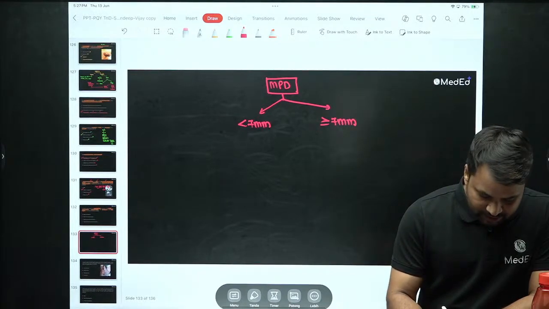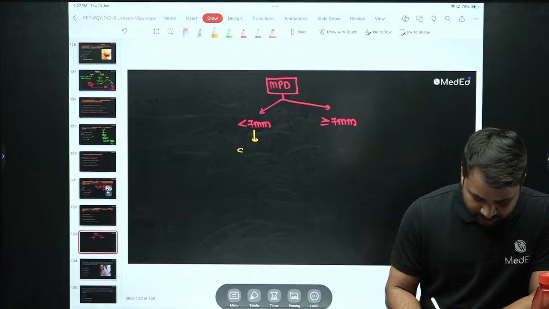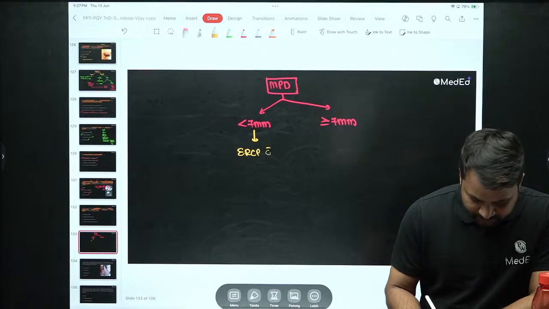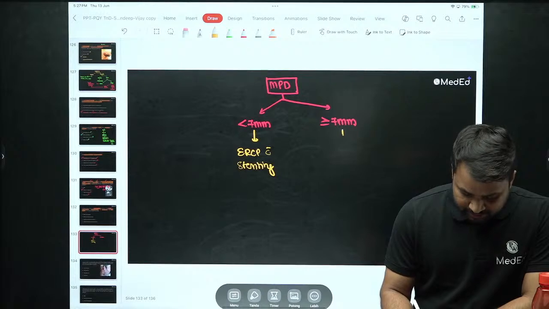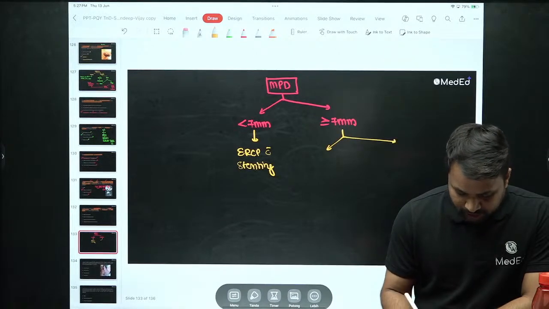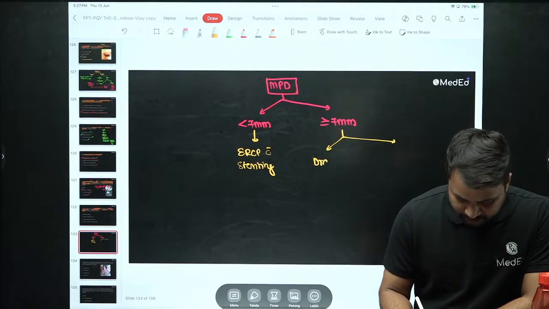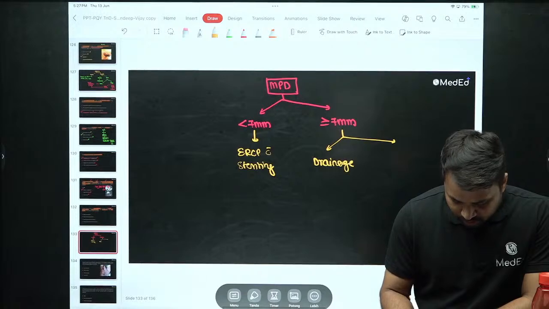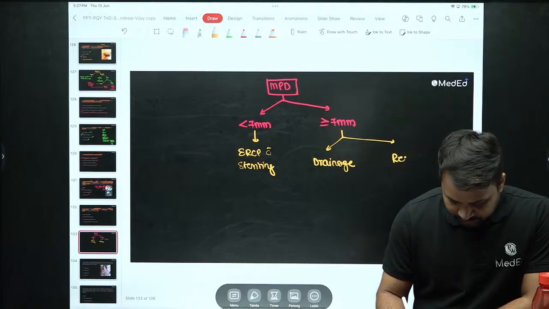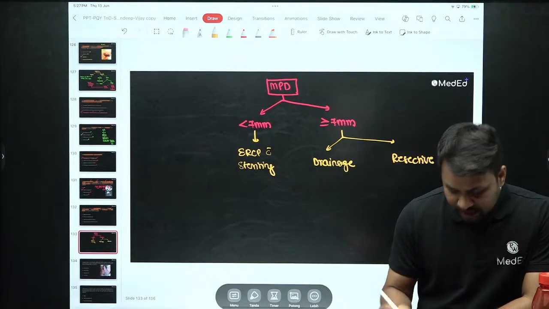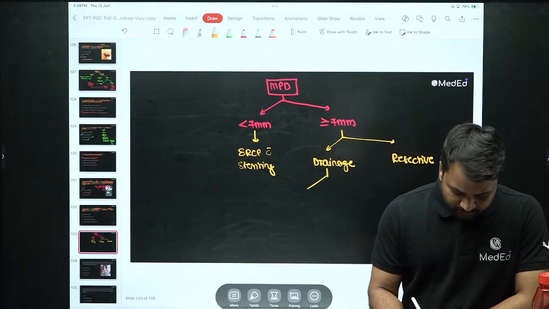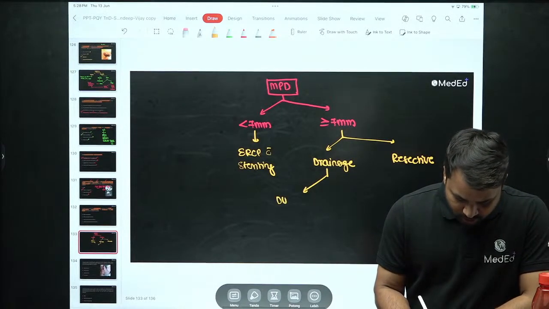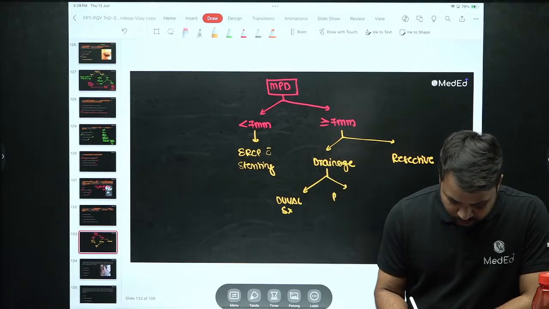Now if it is less than 7 millimeters, then you will go with ERCP with stenting, which is the current guideline. If it is more than 7 millimeters, then you would go ahead with two procedures. One is drainage, another one is resective technique. Now, if the head is fibrosed or involved, then you'll go with resective. For drainage, you have two options. One is your Puestow, another one is your Duval surgery.